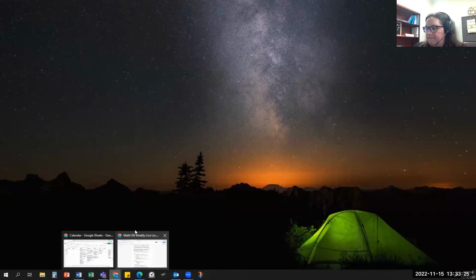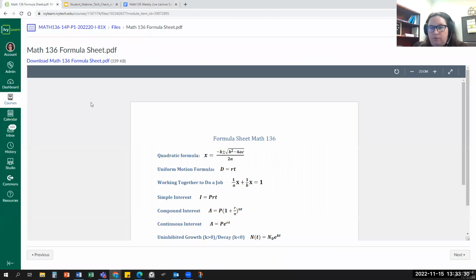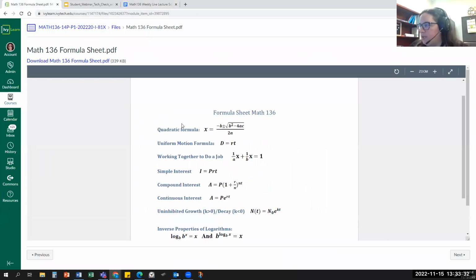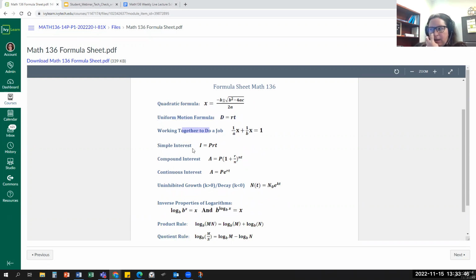I just want to remind you to familiarize yourself with the formula sheet. It has the quadratic formula. If you have any doubts whatsoever about that formula, you don't have to have it memorized. It's on the formula sheet. You have the uniform motion formula, working together, as well as some others. And I think the only things that you would use on the midterm would be these first 4 things. Everything else would be later.